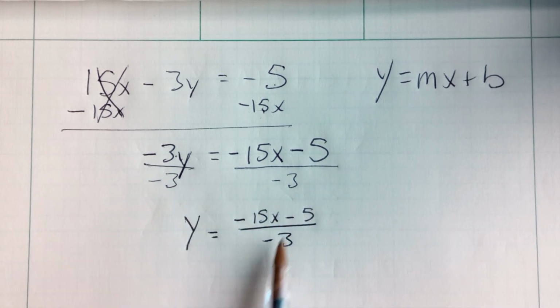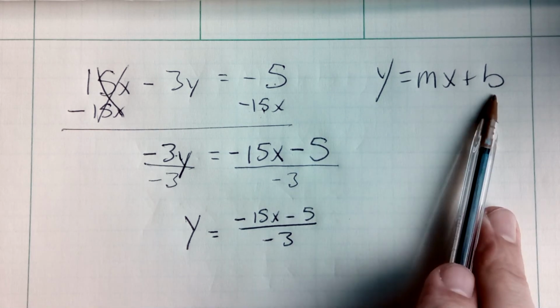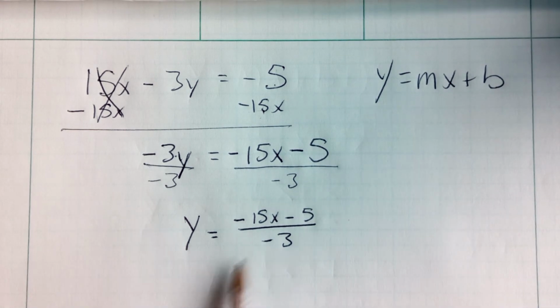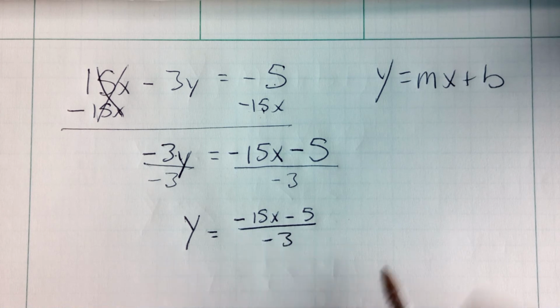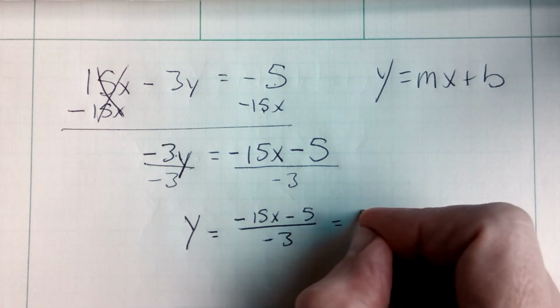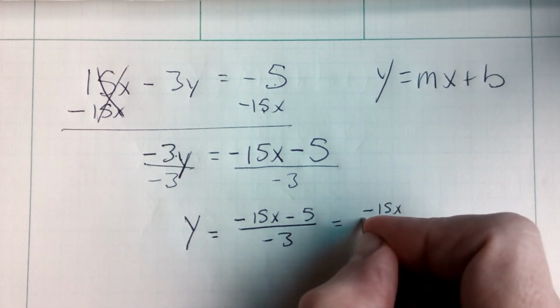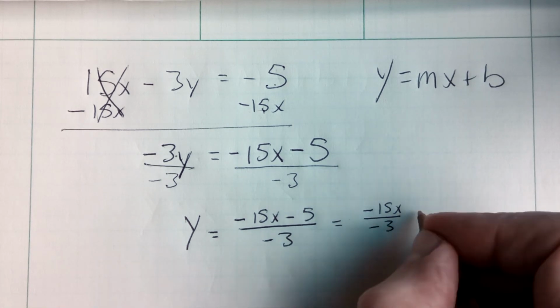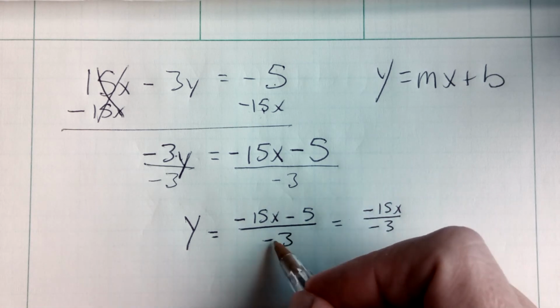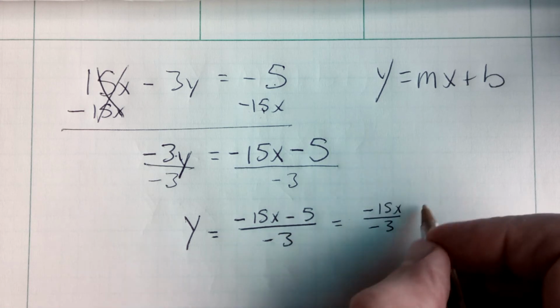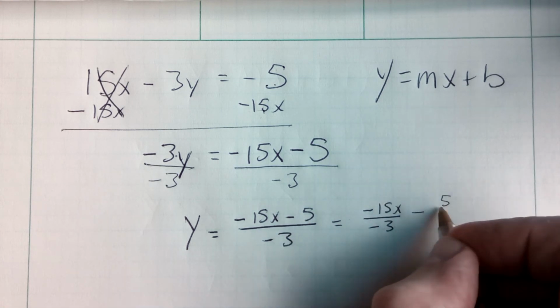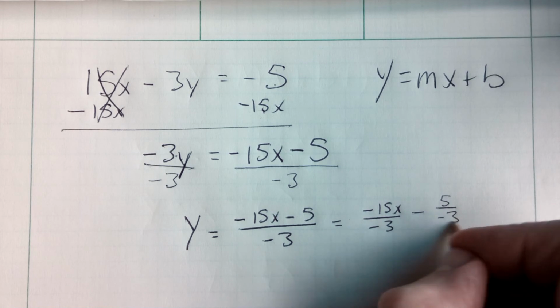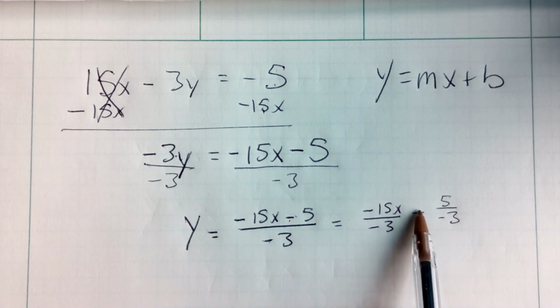Now, that's not slope-intercept form. I need to separate this into two fractions. In other words, I need to separate it into a negative 15x over negative 3. Now, I got to be careful here. I want to make sure I don't confuse you. See, I got a negative, and I got to realize that. So I'm minusing a 5 over a negative 3, right? So I'm accounting for both minus signs.